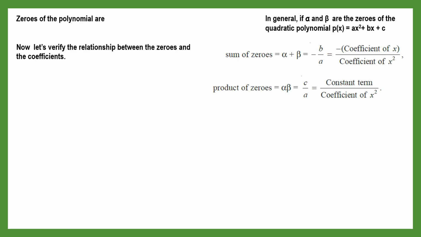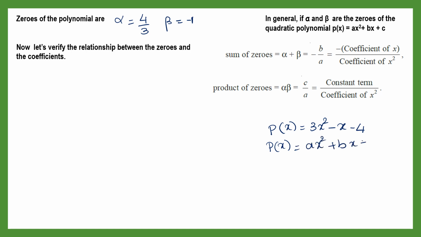Now we should verify the relationship. The zeros of the polynomial are alpha is equal to 4 by 3 and beta is equal to minus 1. What is the question given? P of x is equal to 3x square minus x minus 4. Let us compare this with the standard form of the quadratic polynomial, ax square plus bx plus c. So a is equal to 3, b is equal to minus 1, c is equal to minus 4.